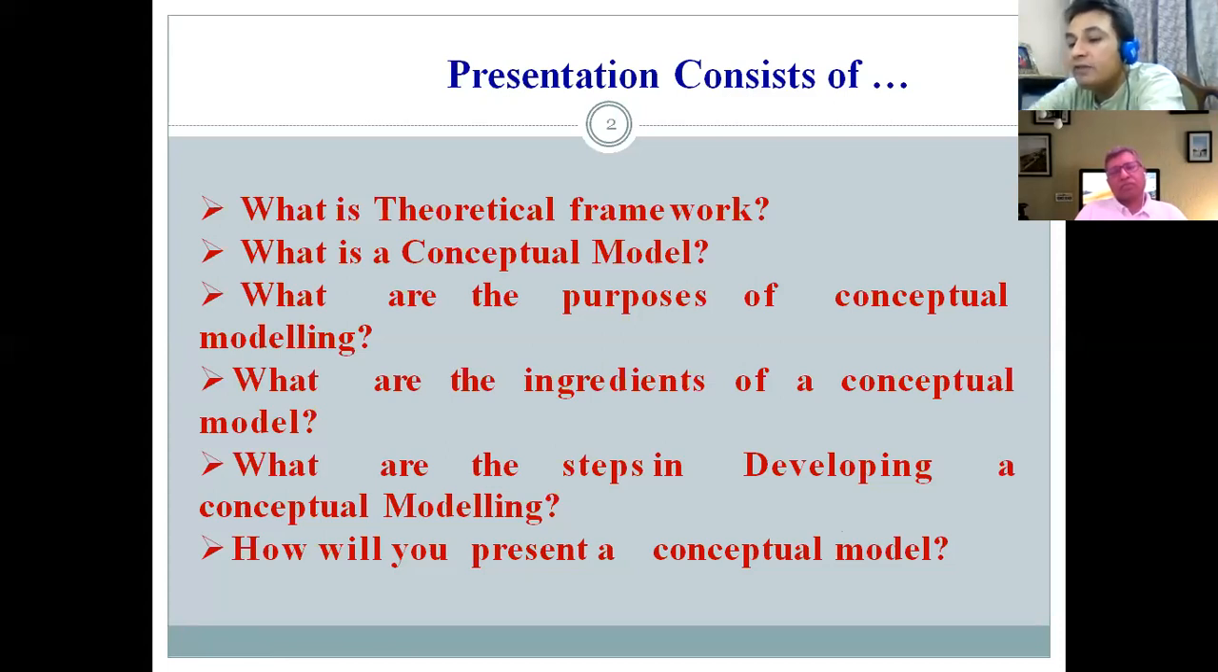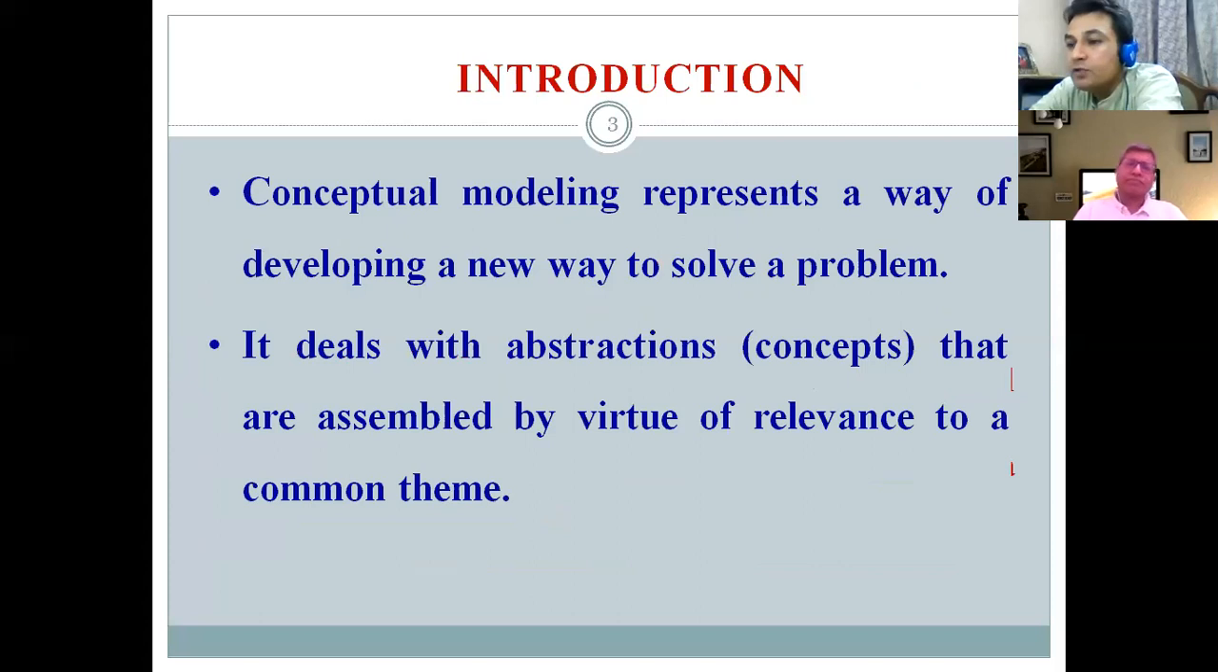And finally, I would like to present how I developed a basic conceptual model in one of the journals, which is an A category journal, and published. I'll tell you what inputs we provided to the present theoretical framework to publish that paper. So just a single thing: conceptual modeling represents a new way to solve a problem. Basically it is an abstraction, that means concepts which are assembled because they have some common relevant theme.